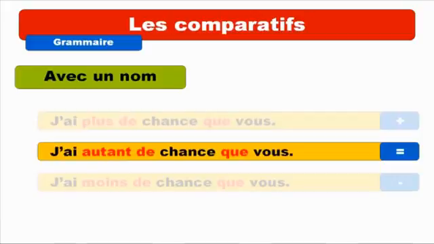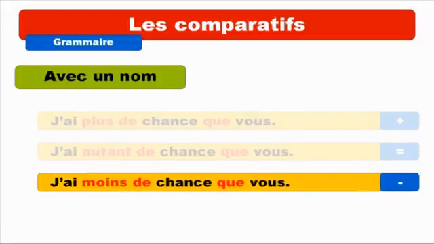Second situation, j'ai autant de chance que vous. Let's pronounce it normally now: j'ai autant de chance que vous. And then the last one, j'ai moins de chance que vous. Keep in mind that if you're using a name and you want to compare it, it's plus de, autant de, moins de, and after that, don't forget to put this que.